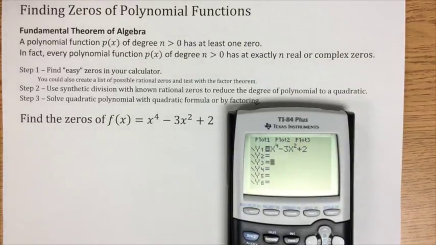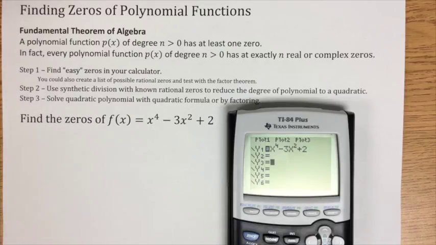Finding zeros of polynomial functions is putting everything that we've learned all together. We are going to use our calculator to make it a little bit easier. You could create a list using the possible rational zero theorem, but we're going to find what I call the easy zeros in our calculator.